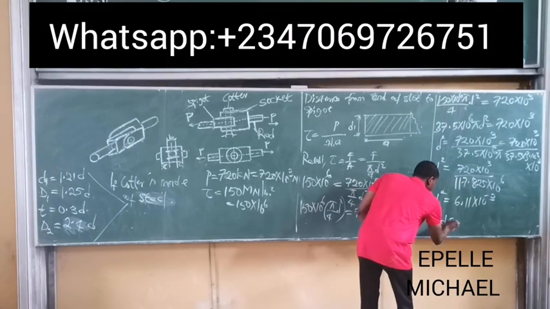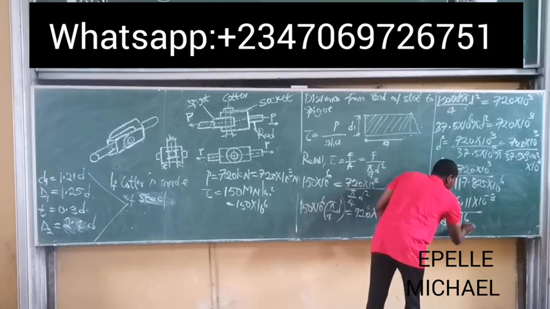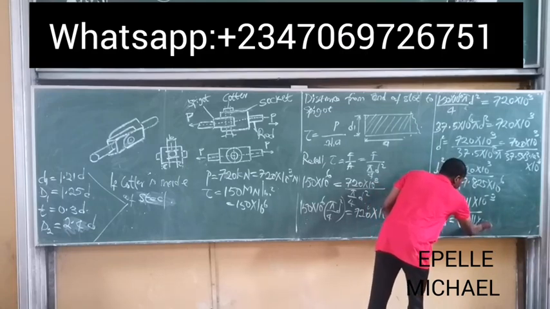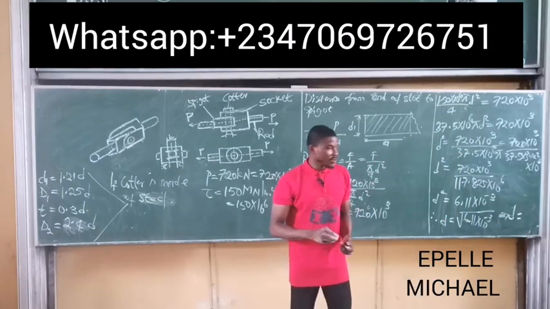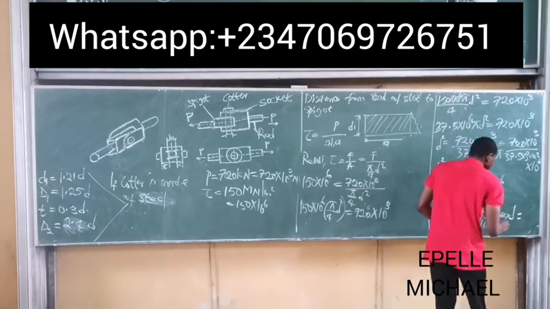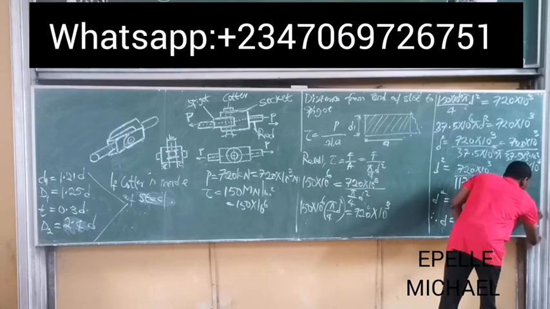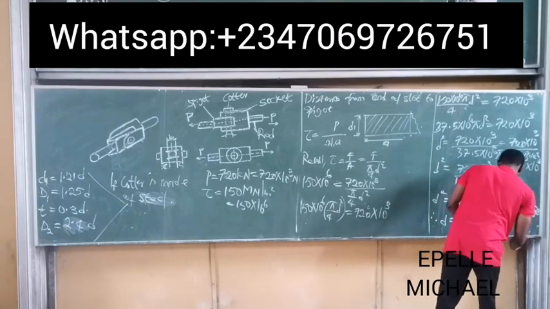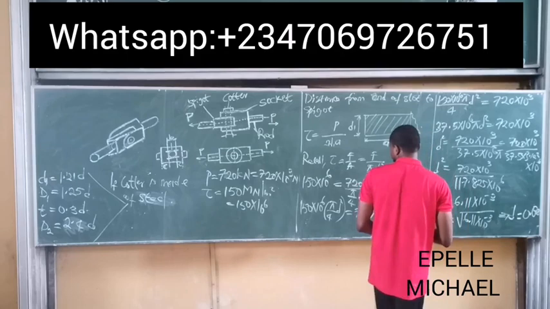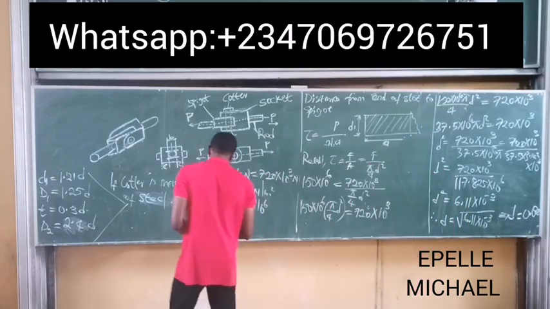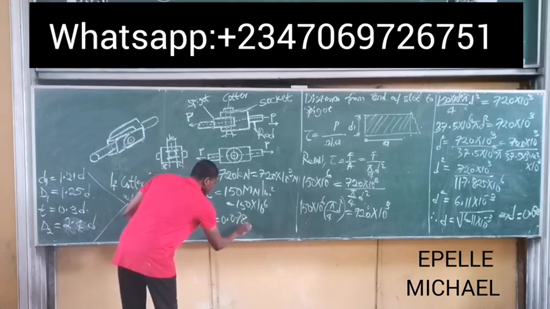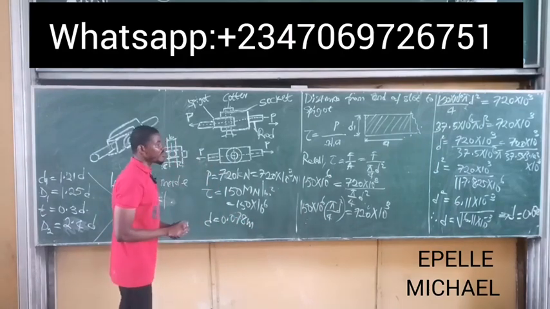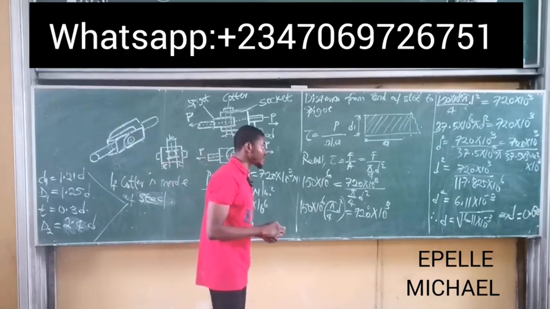Therefore, D is simply equal to the square root of 6.11 by 10 to the power of minus 3, which gives 0.078 in meters. So the value of D is 0.078 meters. Having obtained the value of D, we can now start our design.